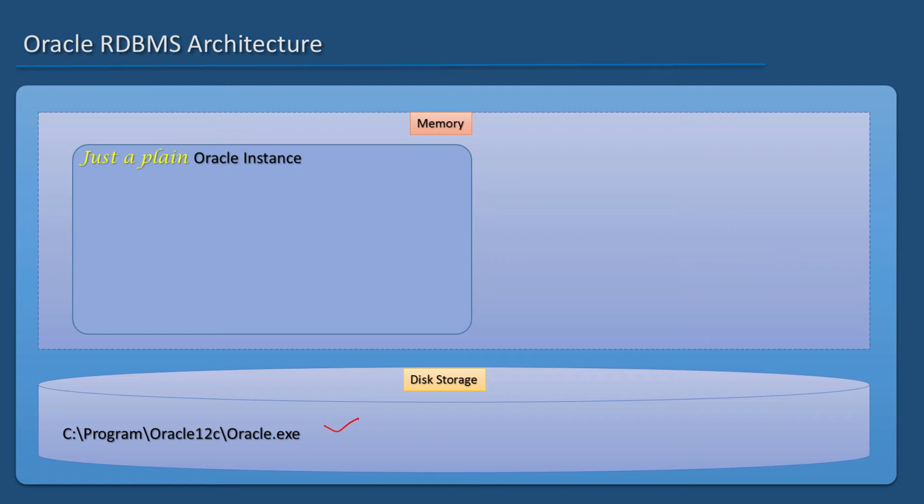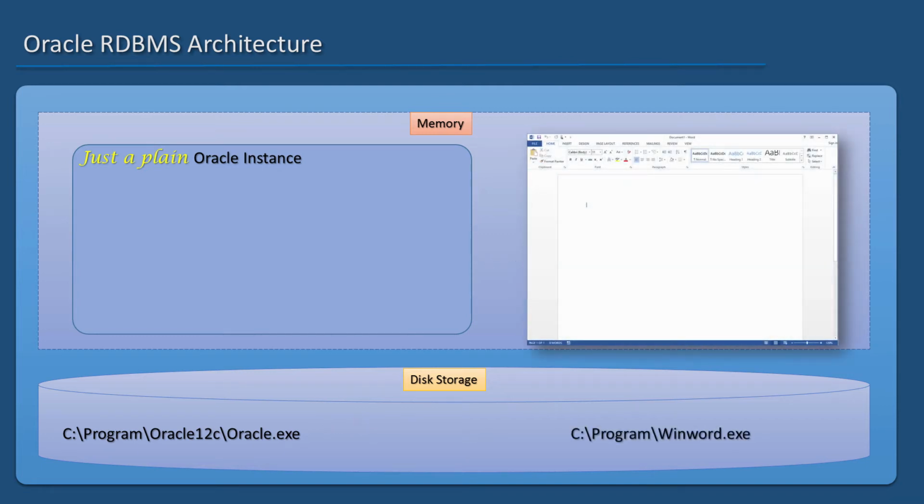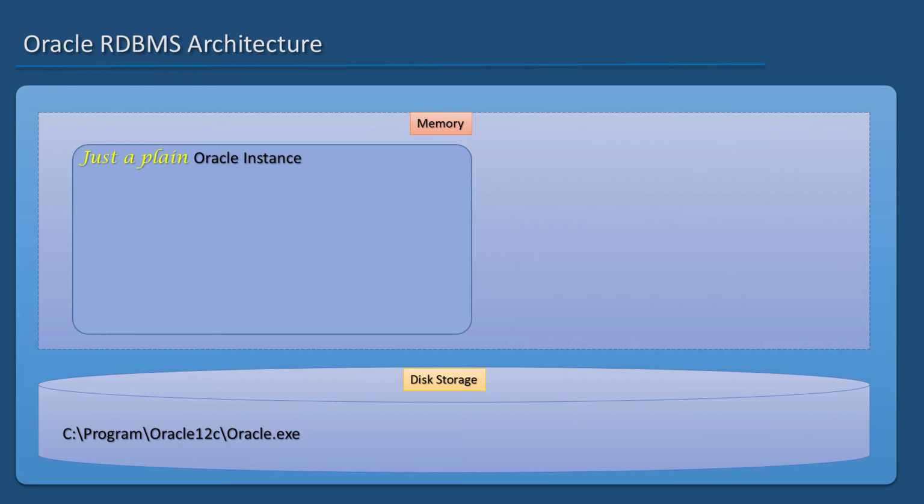So, I just start Oracle. What happens? It creates a plain Oracle instance in the memory. There is no data yet. It will be just a plain instance, much like the plain Microsoft Word instance before opening a document file. And its size depends on the initial parameter settings, which I will discuss later. It could be small like this, or it can be larger like this. It depends on the initial parameters.